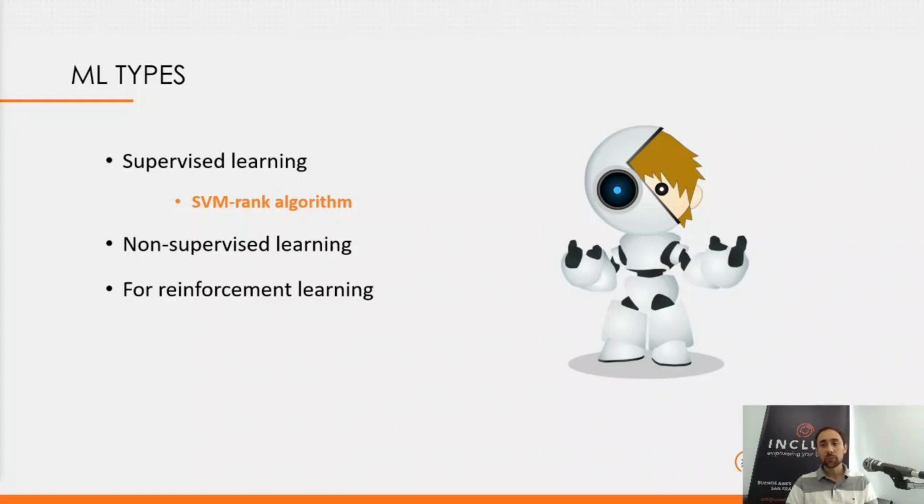The third type is reinforcement learning, which is a mix of both previous ones, where you put the input data in the algorithm, it shows an output, and you have to tell the algorithm if the output is correct or not. So these are the three types. For this example, the prioritization of test cases, I will use a supervised learning type called SVM-Rank. It's an algorithm that is free and you can obtain it from the website, and it's easy to use, just a command line, and I will show how to use it.